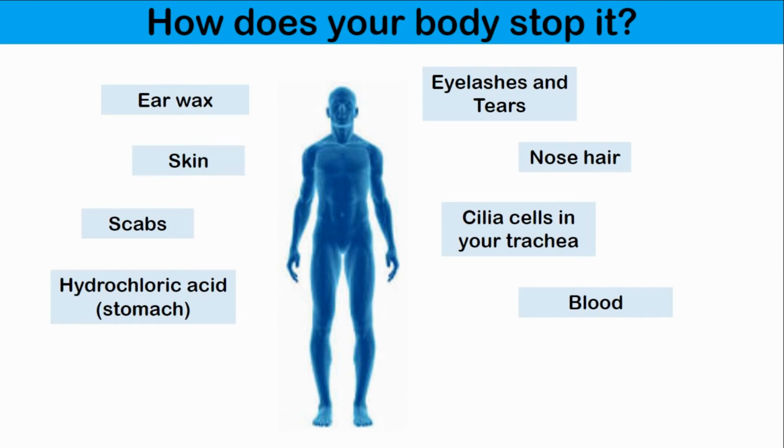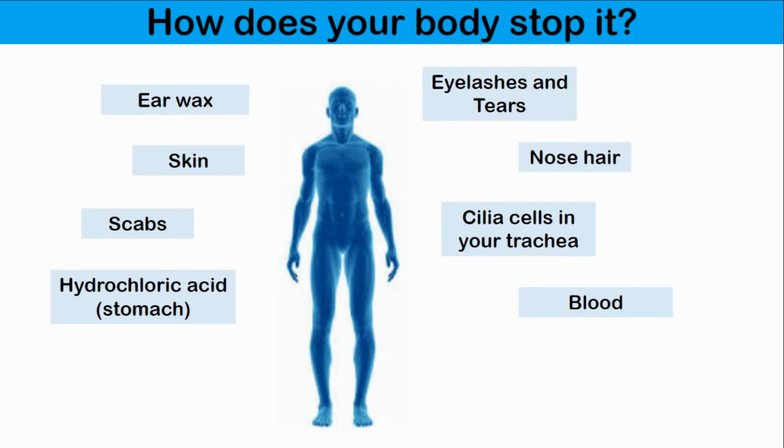So in your ears, you've got earwax that's got antimicrobial chemicals in there and microbes get trapped in there. You've got the skin, which acts as a big impenetrable barrier. You've got scabs, they're there to patch up the barrier when it gets broken, when you get cut. You've got hydrochloric acid and enzymes in your stomach that dissolve pathogens.